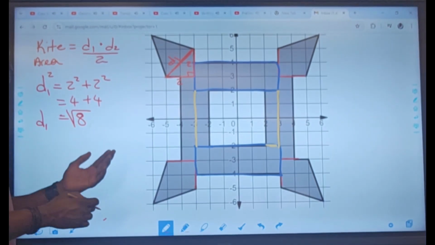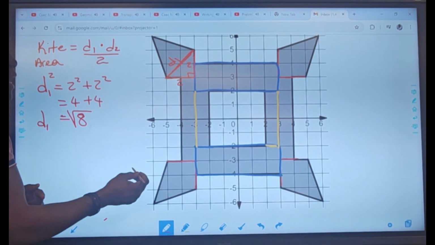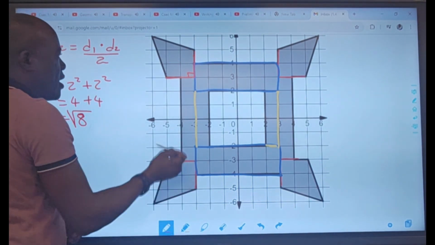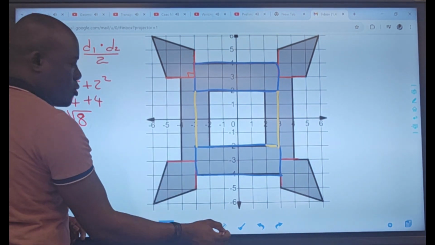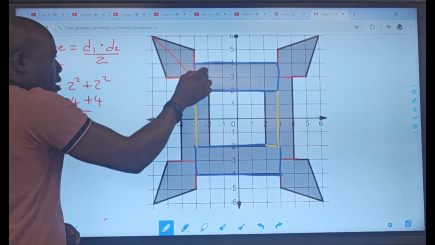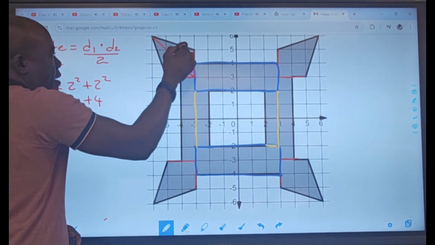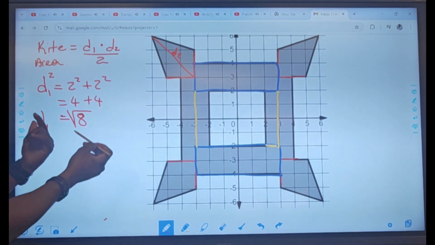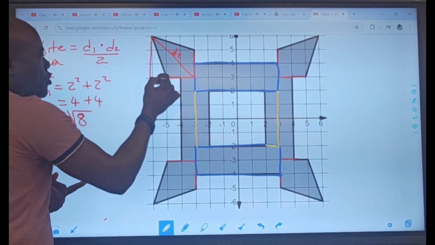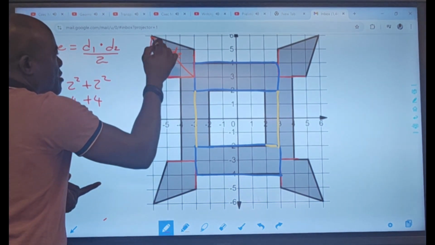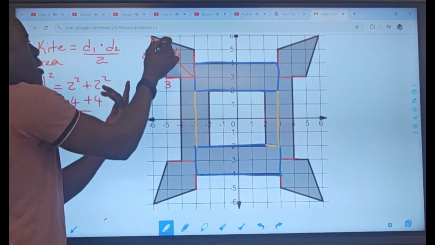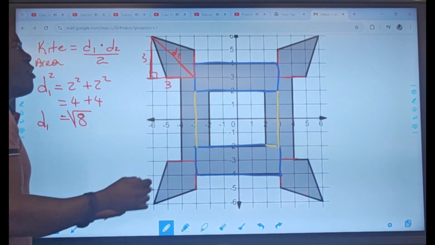Now, diagonal 2. If I look at the second diagonal right here, the second diagonal would be this way. So let me take this off too. Give me 1 second. So the second diagonal will be this way. This is diagonal 2 right here. But if you look closely, I'm able to pull off a right triangle here using the second diagonal. Here is my 90 degrees here. And then we have 3 units here and 3 units here. So I'm going to find that hypotenuse right there.